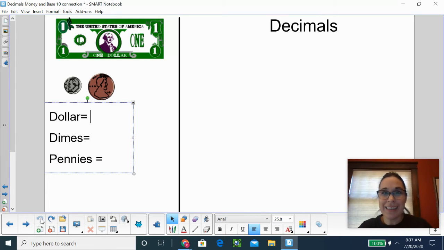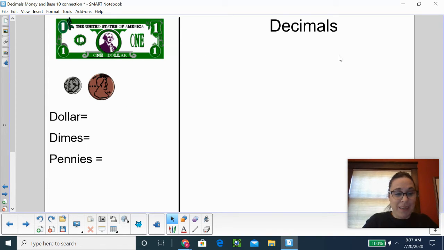Now, we're going to be building some different amounts today using these dollars, these dimes, and these pennies. You're probably wondering, where are the nickels and quarters? Well, when we're thinking about the place value system, we're not going to use nickels and quarters, and you'll learn more about that in our next lesson. So let's think about money.